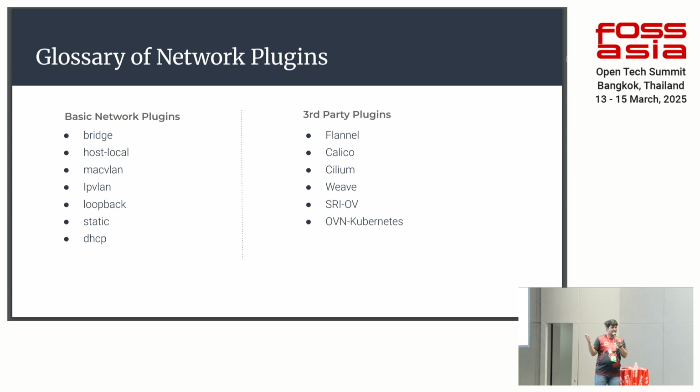And then loopback is very essential, because many applications are coded in such a way that they assume there is a loopback IP address present. So that is required. Static and DHCP assign addresses statically or dynamically.